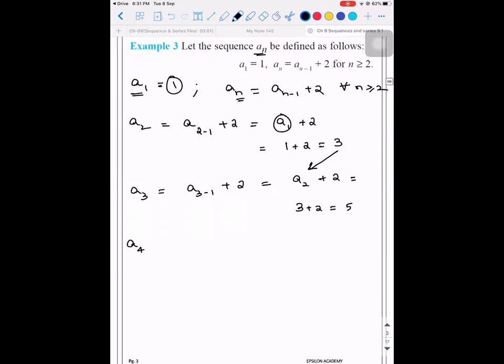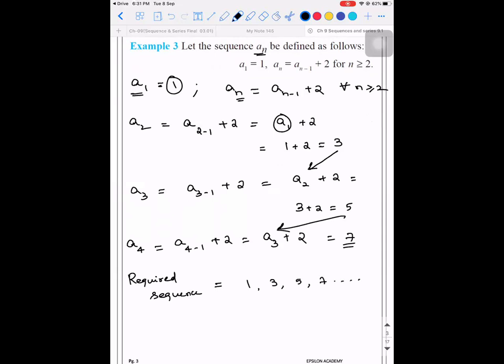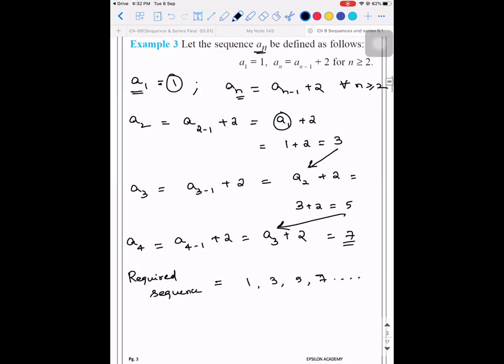Similarly, what is a4? a(4 minus 1) plus 2. That will be a3 plus 2. Substitute this. So what will be the required sequence? One, 3, 5. All odd numbers. Yes, that's right. 1, 3, 5, 7, 9. Okay. Next one.